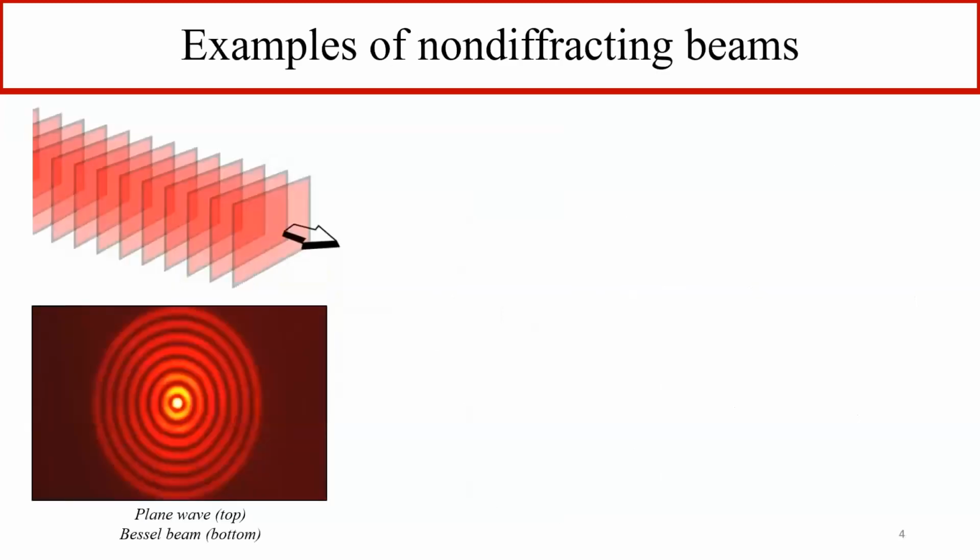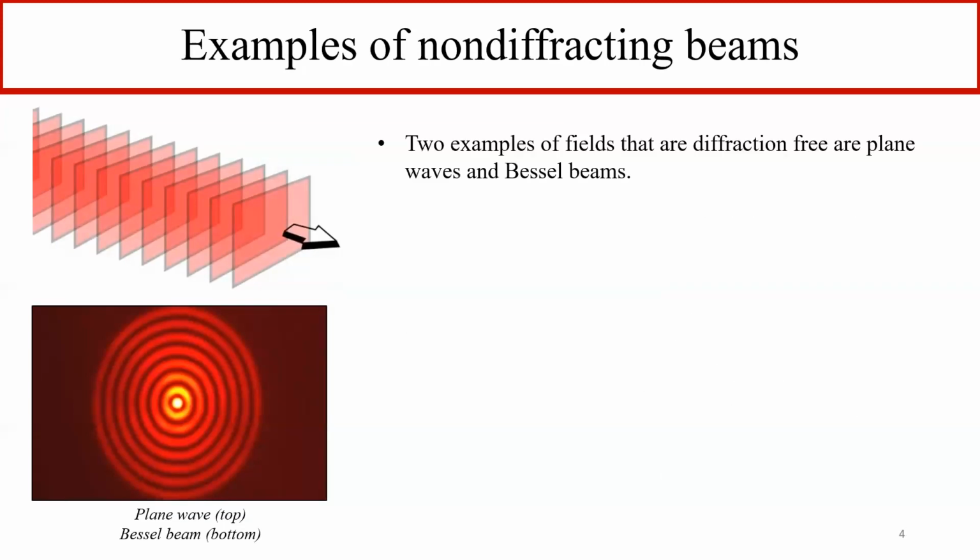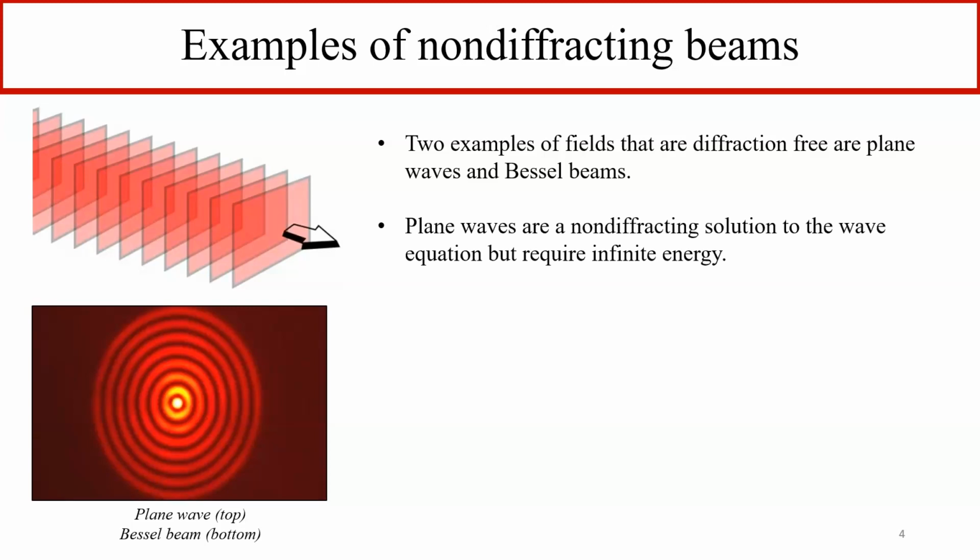First, let's get into the examples of non-diffracting beams. These are two examples, the Bessel beam and the plane wave, which are mathematical solutions of the wave equation, Maxwell's equations, which theoretically don't diffract. The plane wave is the image on the top. That's a non-diffracting solution to the wave equation. However, because the planes spread infinitely out into space, it requires infinite energy and is not physically realizable.